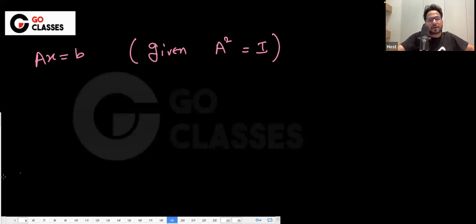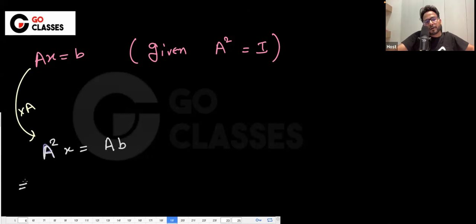Now what you can do is multiply by A on both sides, and it will be A square x equal to Ab. Since A square is I, it is I into x, which means x. Can I directly write x? Yes, I is always identity.